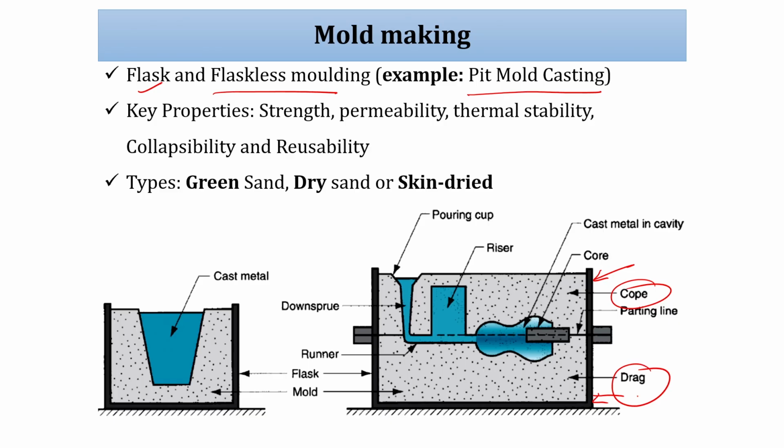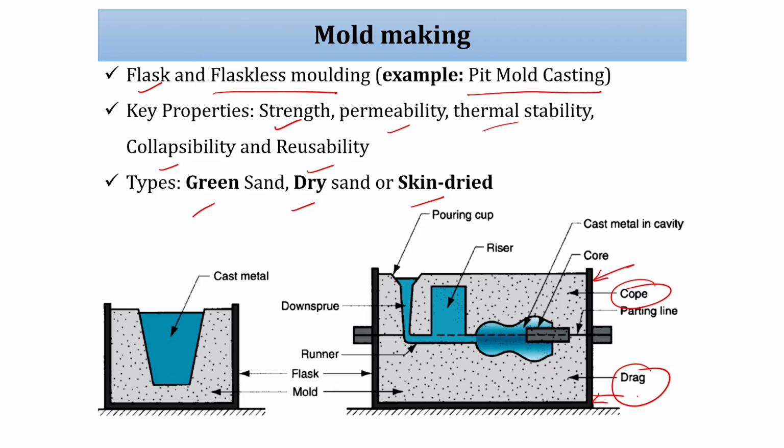So what properties should govern a mold? A mold needs good strength, permeability, which we will understand, thermal stability, collapsibility, and reusability. Very popular, from the last section also, is the expandable mold with permanent patterns: green sand casting, dry sand casting, and skin dried.